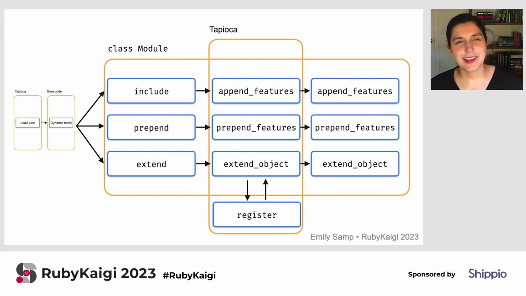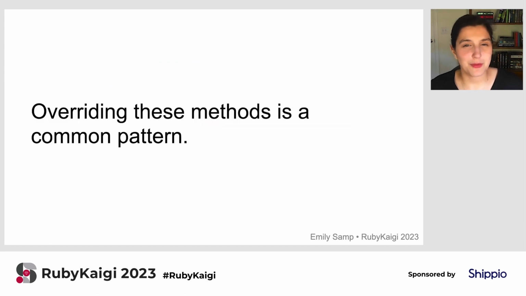Now, seeing this diagram, you may be wondering, why wouldn't we just have overridden the include, prepend, and extend methods themselves? The answer stems from the fact that overriding these methods is actually a fairly common pattern, and this poses a big issue for Tapioca.